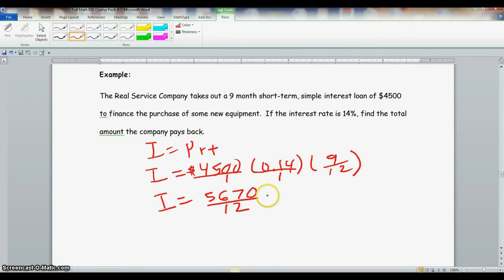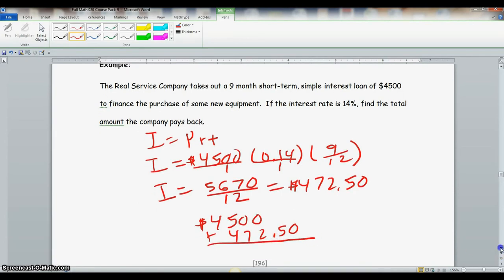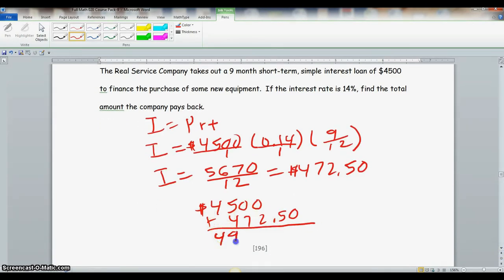Now when we divide this out, this will give us $472.50. Now that is our interest, but we want to find the total amount that the company pays back. So we will have to take the initial amount, which is $4,500, and add the $472.50 to it. So we add these together, and this will give us $4,972.50. This is the amount the company pays back, and that is it.